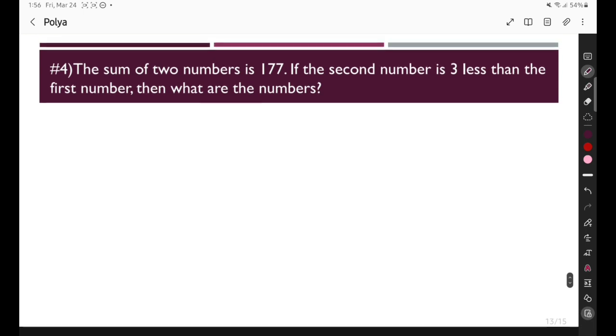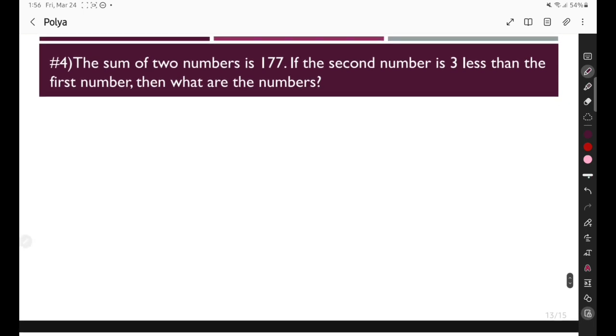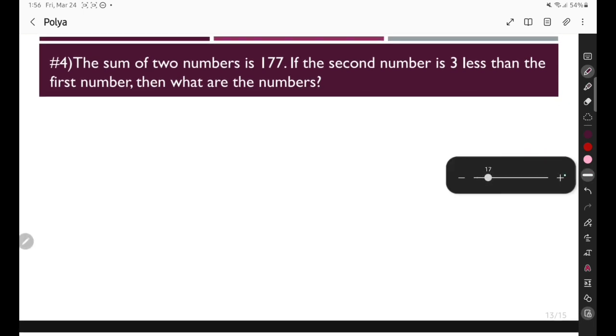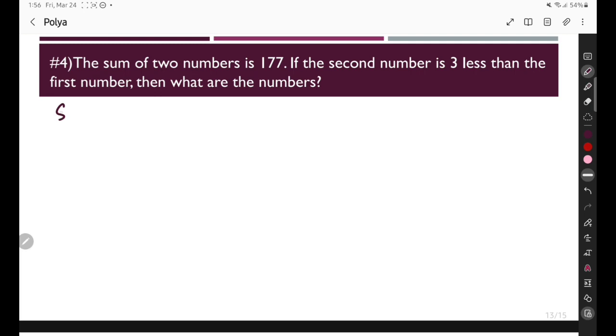Okay, and I think this is my last example. Okay, so we have the sum of two numbers is 117. If the second number is 3 less than the first number, then what are the numbers? Okay, so we're looking for the two numbers. So step 1. Okay, so let x be the first number.